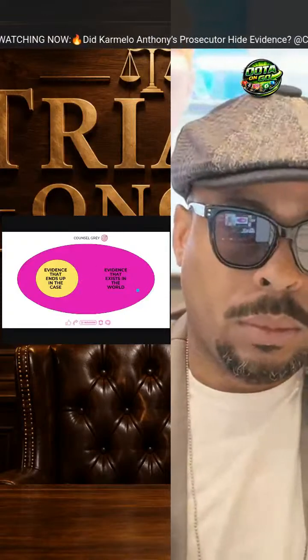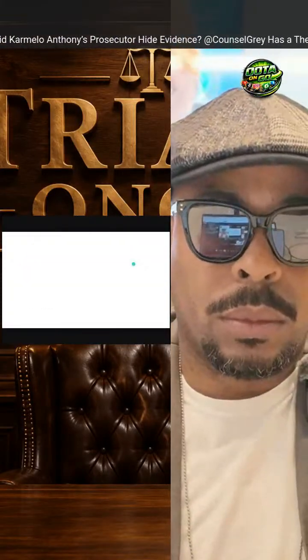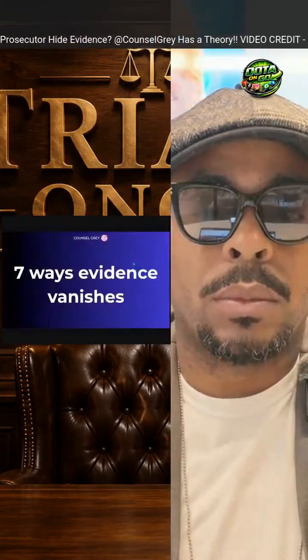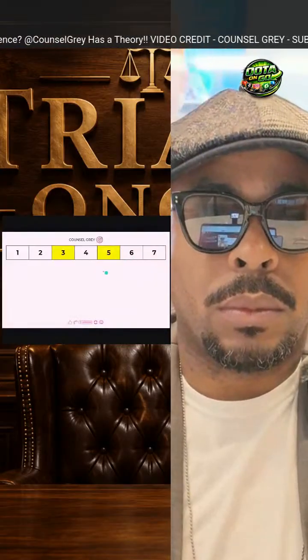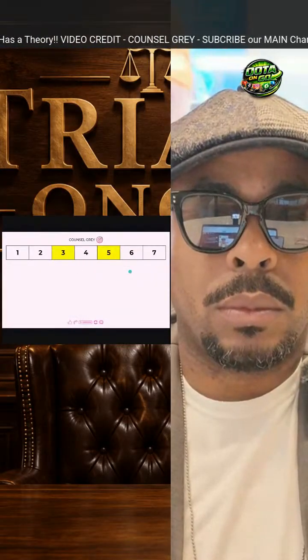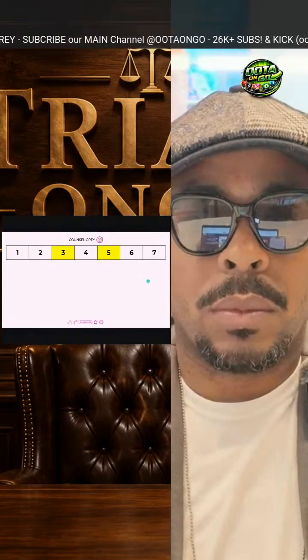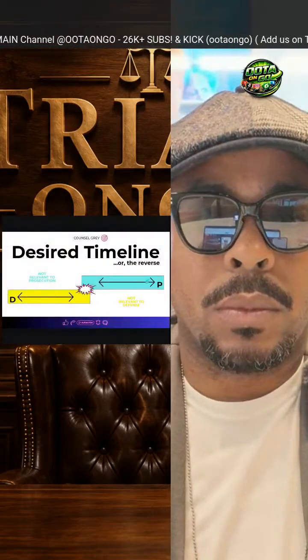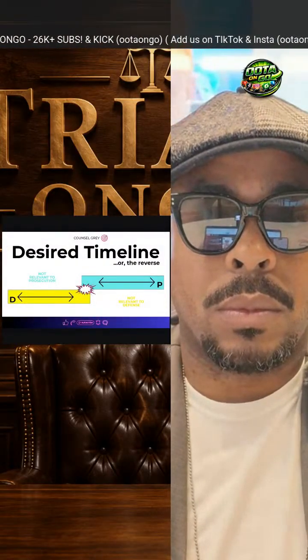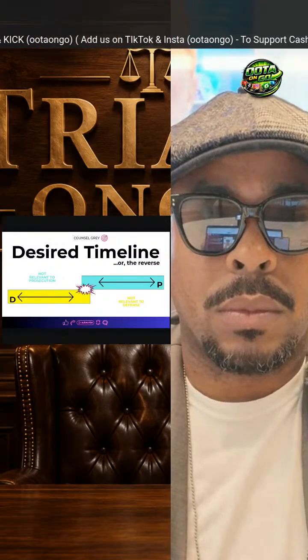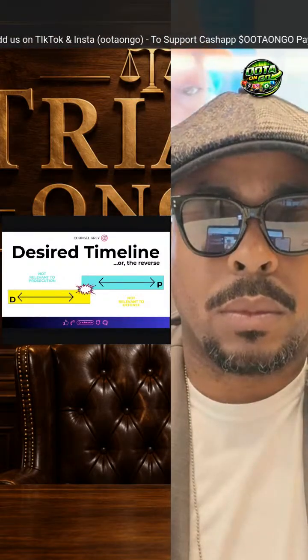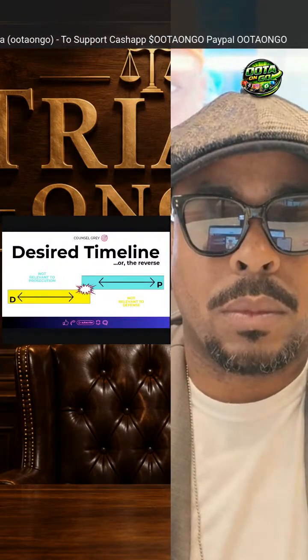Okay, so let's go back and look at the 7 possible ways that evidence vanishes. And you're going to like numbers 3 and 5 when I explain what they mean and what a lawyer would do with them. So let me just say, here's the desired timeline. And when you look at these types of evidence that I'm about to go into, I want you to be thinking about this.